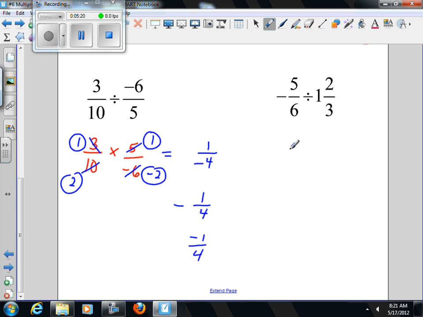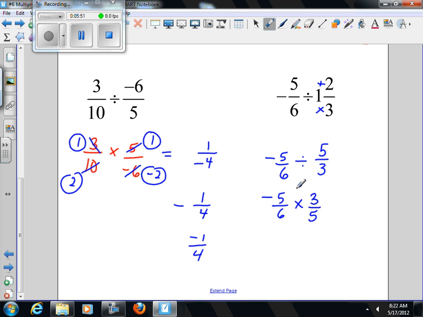Okay, so next one. We have negative 5/6 divided by 1 2/3. First thing we're going to have to do, let's change this mixed number to an improper fraction before we do anything. So we're saying 3 times 1 plus 2. Well, 3 times 1 is 3, plus 2 is 5. So this is the same as having negative 5/6 divided by 5/3. Now we will change our division to multiplication and take the reciprocal of the second fraction.